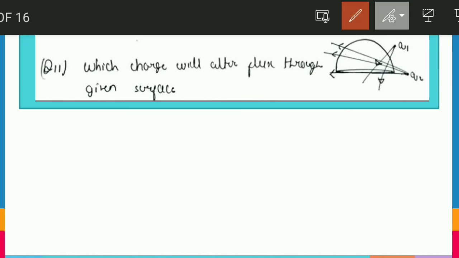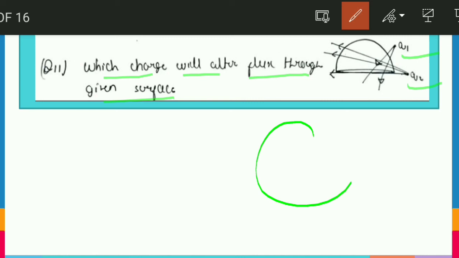Yes friends, let's see the last question for this part, and further questions I will cover in the third part, which will be the last part. So friends, let's see what it says. It says which charge will alter the flux through the given surface. These are our two charges Q1 and Q2, and it is asking which charge is going to alter it. So friends, I think you know one thing, that if this is our closed surface, and this is, let's say, our QA and this QB, and let's say it has a QC.